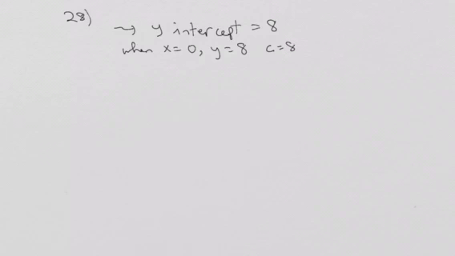We want a y-intercept equals 8. And as you know, when x equals 0, that means y should equal 8. And our c, if it's in the form of y equals ax squared plus bx plus c, then c should equal 8.